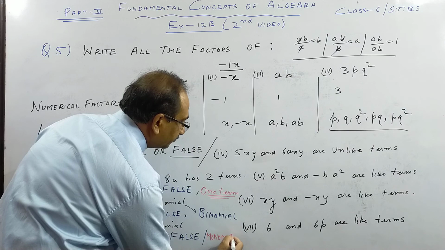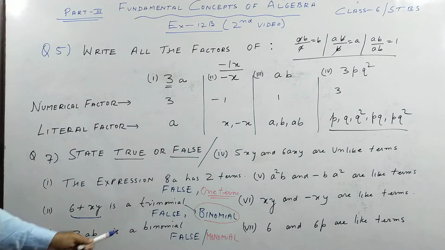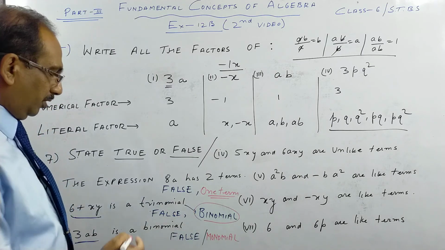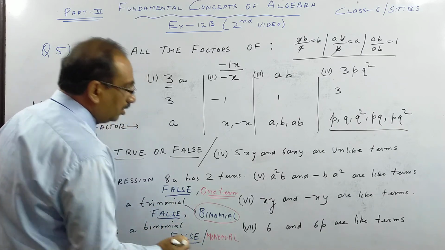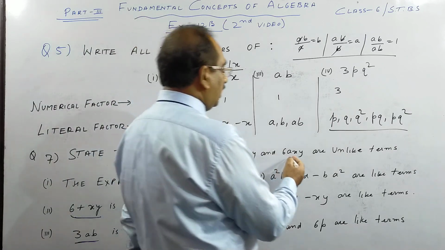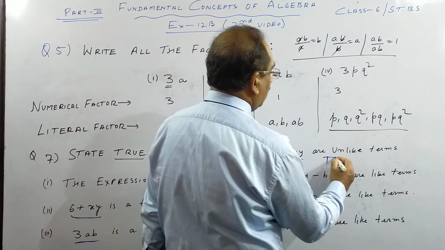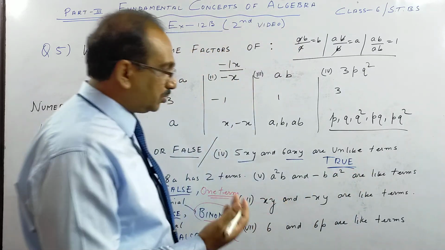Okay, so this also I could have written with red pen, because I told you correction I'll do with red color, and true or false I will use blue color. Okay, now here we go to part 4. 5xy and 6axy are unlike. Yes, they are unlike. So true, there won't be any use of red sketch, because true is true.